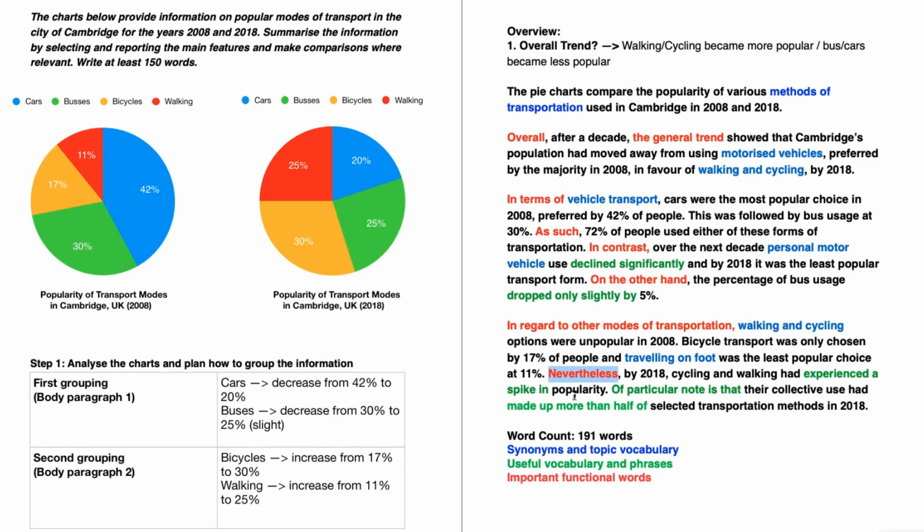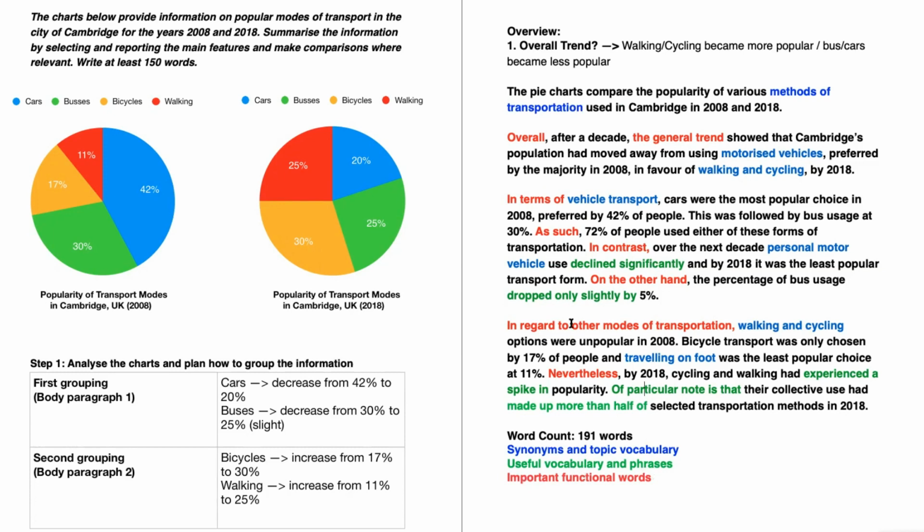So even though they were so unpopular, nevertheless, by 2018, cycling and walking had experienced a spike in popularity. A spike is a great way to say a significant increase. And then I wanted to say of particular note is that their collective use, so we're looking at red and orange, their collective use had made up more than half of selected transportation methods in 2018. And that's true because we see 25 plus 30 is 55%, so it's more than half. And there you have it. That is all of our information.